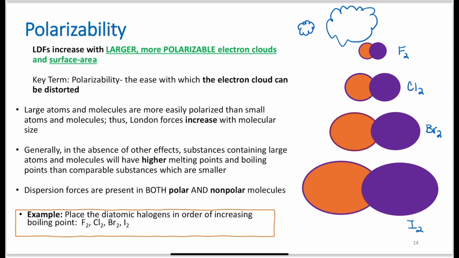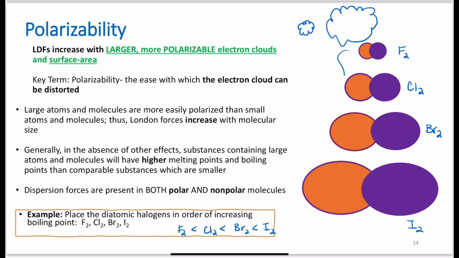Generally speaking, in the absence of other effects, substances containing large atoms and molecules will have higher melting points and boiling points compared to substances that are smaller in size. Dispersion forces, again, are present in all molecules, polar and nonpolar. They're present in everything. But, for example, take diatomic halogens in order of increasing boiling point, F2 to Cl2 to Br2 to I2. F2 will have the lowest boiling point, followed by Cl2, followed by Br2, followed by I2. And that's because of the relative size of the molecules.